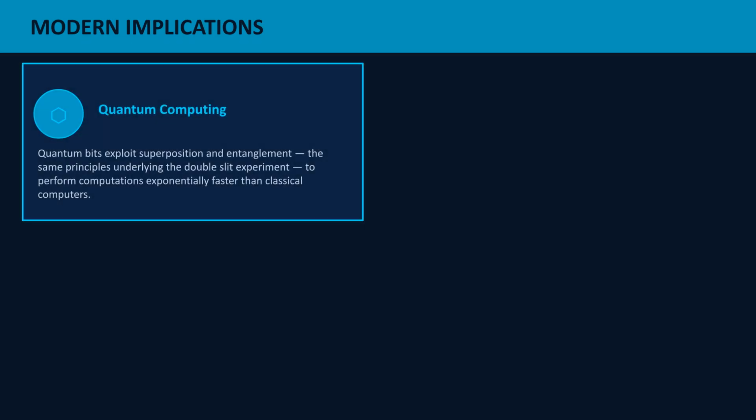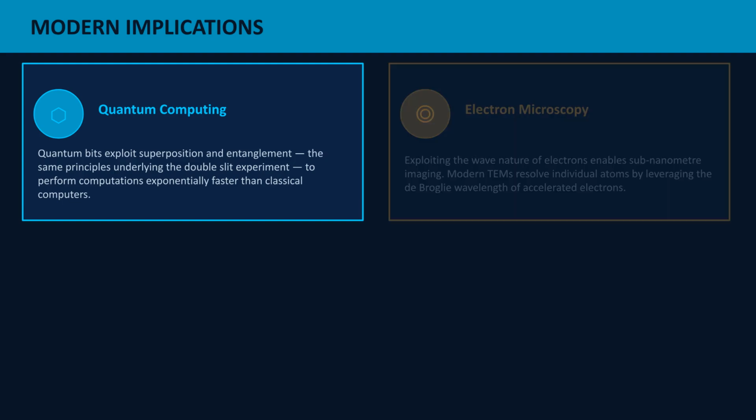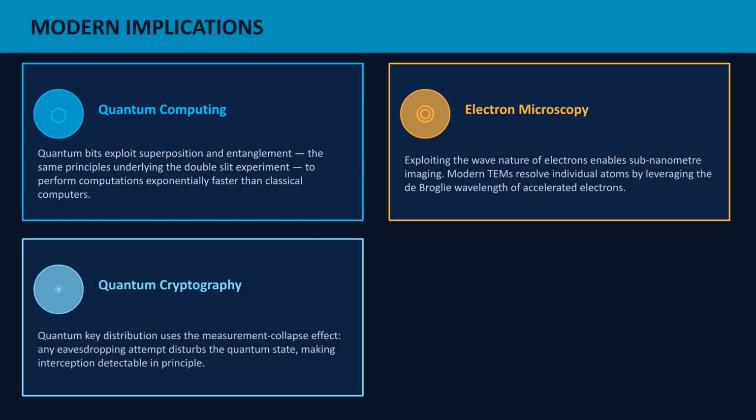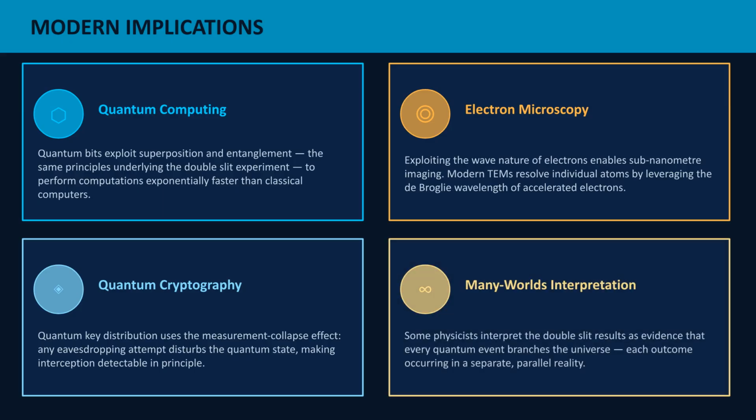In quantum computing, superposition and entanglement are exploited for faster computation. Electron microscopy uses the wave nature of electrons for sub-nanometer imaging. Quantum cryptography utilizes the measurement collapse effect to detect eavesdropping. Finally, the many worlds interpretation suggests that every quantum event branches the universe into parallel realities.